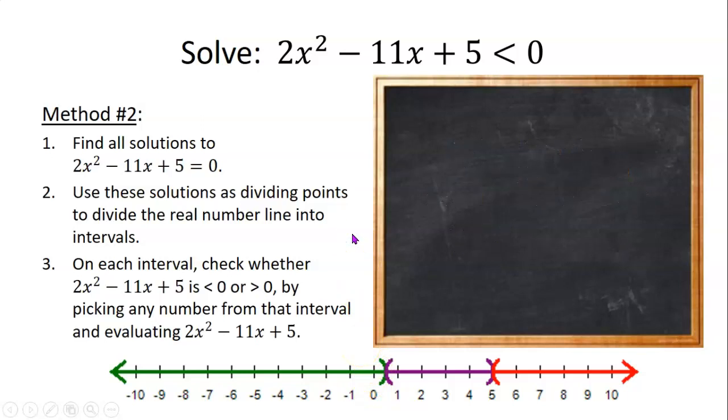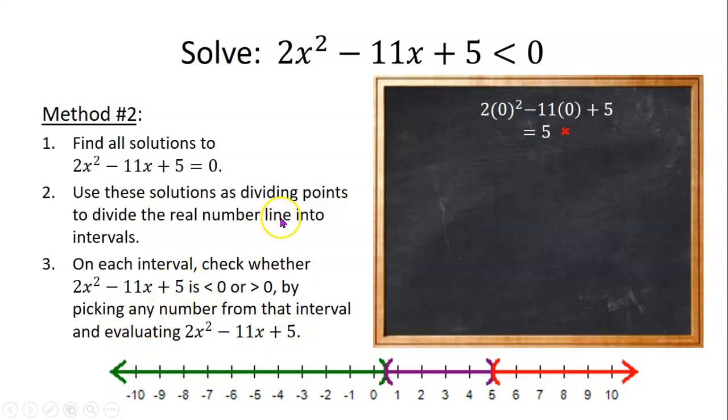Let's see what happens if we plug 0 in for x. We get 2 times 0 squared minus 11 times 0 plus 5, and that's just 5. Now remember, we were looking for when this comes out less than 0. 5 is not less than 0. So 2x squared minus 11x plus 5 is not going to be less than 0 on this interval here. We can rule this one out.